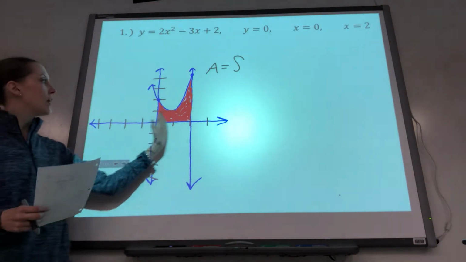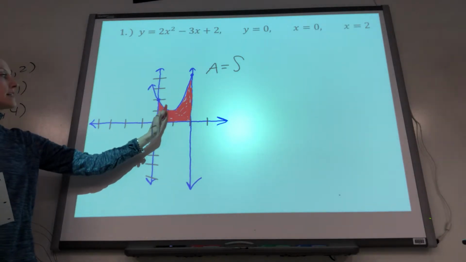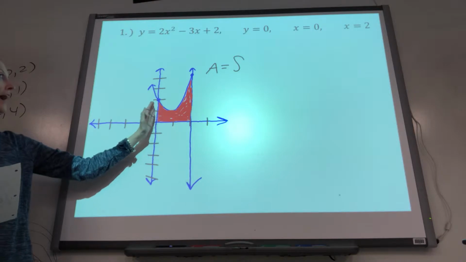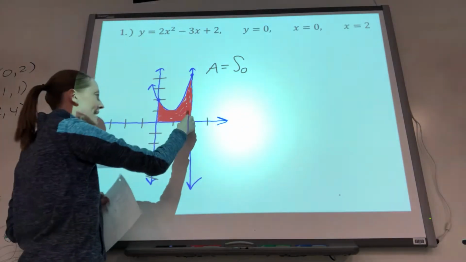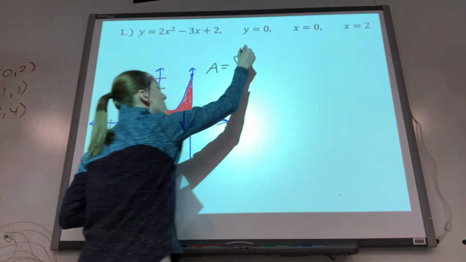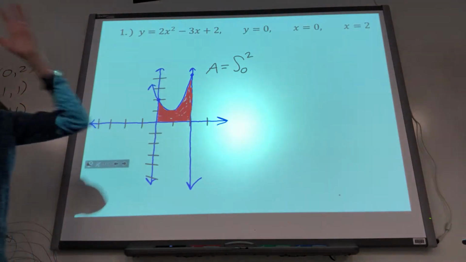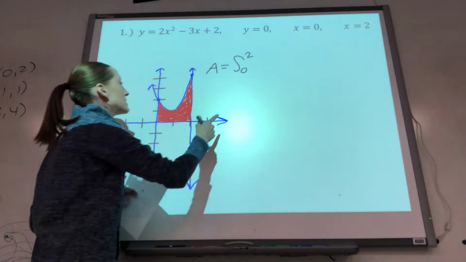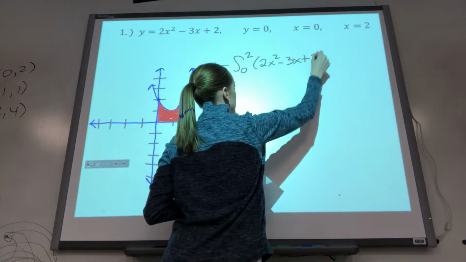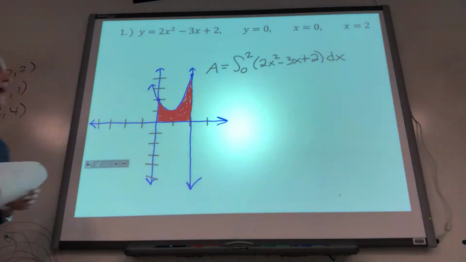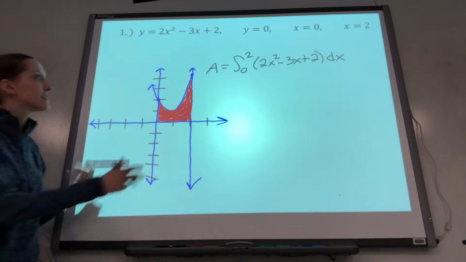And again, when you integrate with respect to x, the lower bound is the smallest x value on that region. So the smallest x value is 0. The biggest x value that's been bounded in here is 2. Again, a lot of times, maybe not all the time, those vertical lines end up being your bounds. Now, the function that I'm going to integrate is just the function that they gave me. Again, we're finding the area between the function and the x-axis.